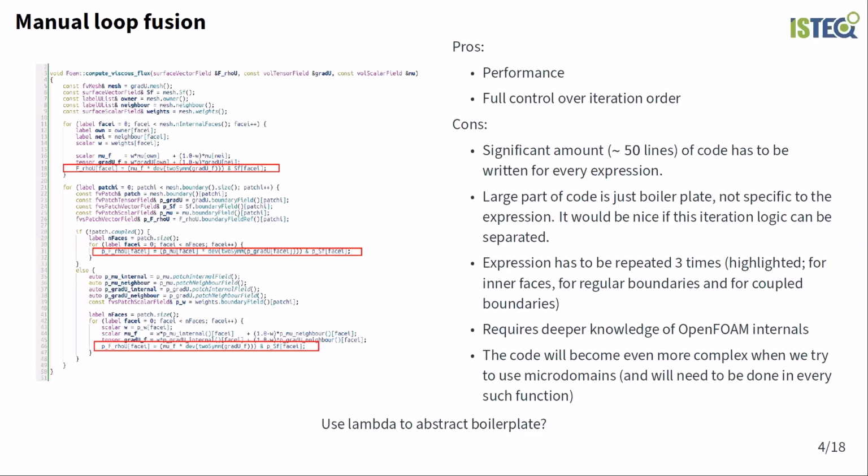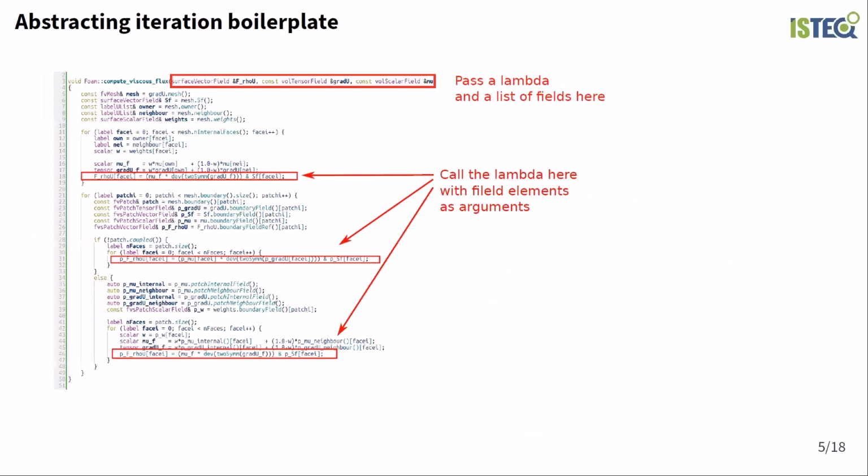So how can we make this better? How can we abstract this iteration logic? The idea is to use C++ lambdas. We can pass a lambda and a list of fields into this function, and then call this lambda in these three places, providing elements of the fields as arguments.